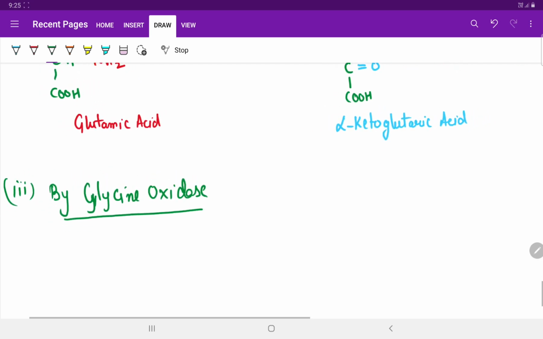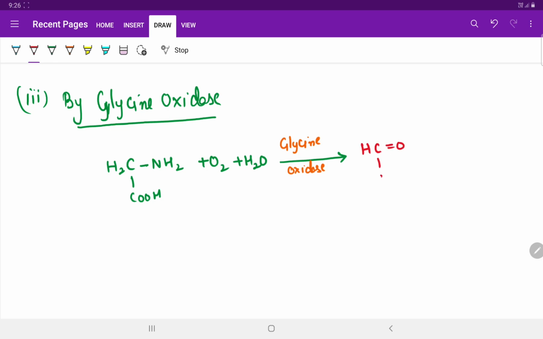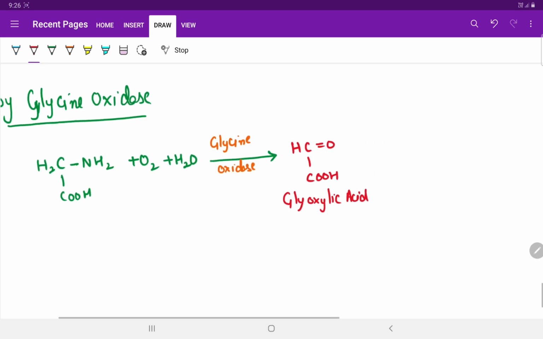So in this, first of all, let us draw the structure of glycine. It is the simplest form of amino acid. In presence of oxygen and water, and the glycine oxidase enzyme, it is converted into glyoxylic acid. So this is the structure for glyoxylic acid, and ammonia is liberated out in presence of one hydrogen peroxide molecule.